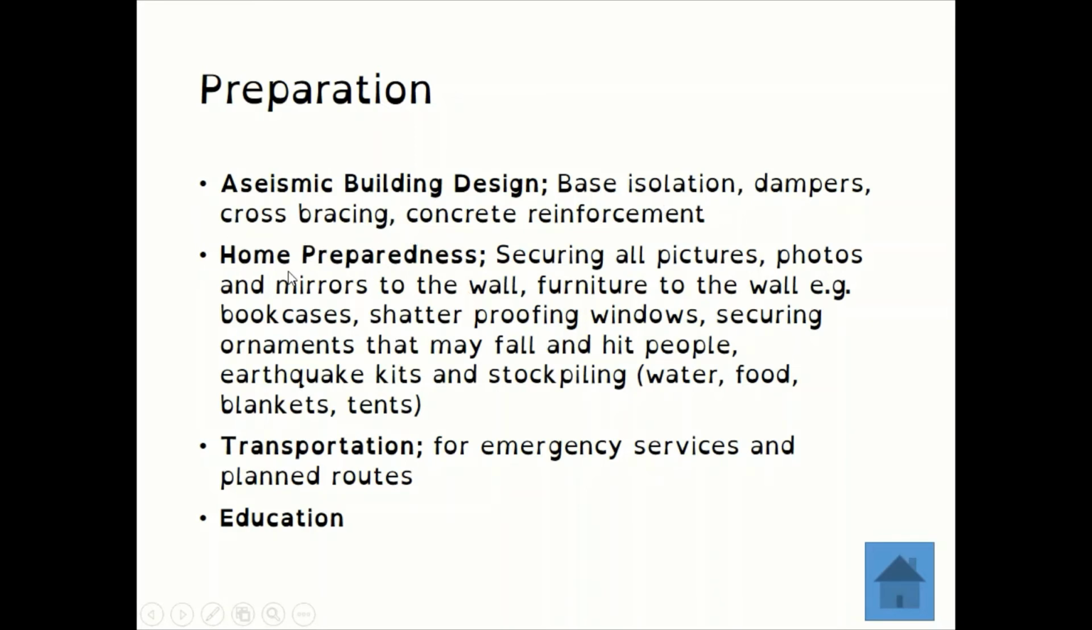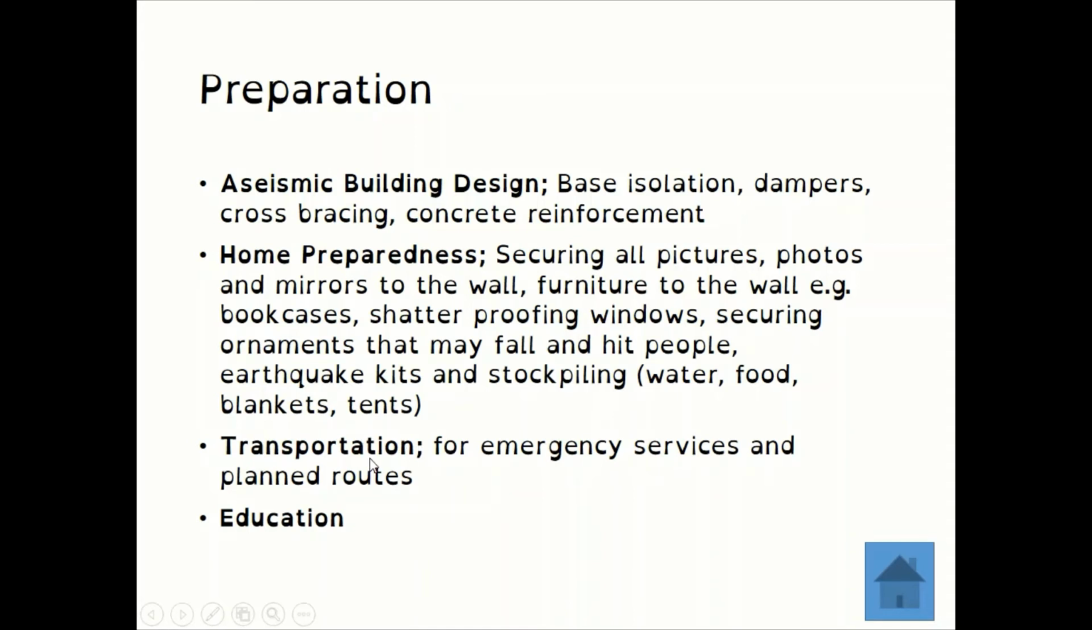So there are all sorts of things you can do. Inside the home as well, you don't want things falling on you. So in IKEA, how they give you the little things to attach bookcases to the wall so they don't fall on small children, that sort of thing. Shatterproof windows, earthquake kits, stockpiling in case that sort of thing happens, having that available in the house, knowing how to turn off the gas and so on and so on.